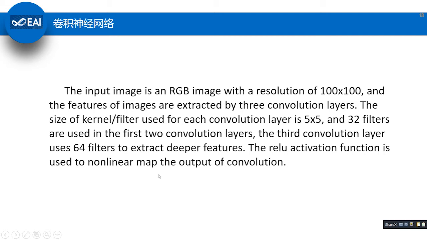And the features of images are extracted by 3 convolution layers. The size of the receptive fields used for each convolution layer is 5. And there are 32 filters used in the first 2 convolution layers. The third convolution layer uses 64 filters to extract deeper features. And I use ReLU activation functions to non-linearly map the output of convolution.